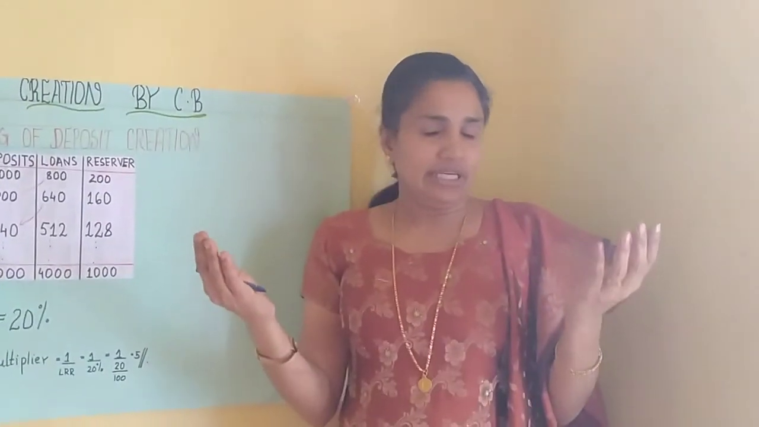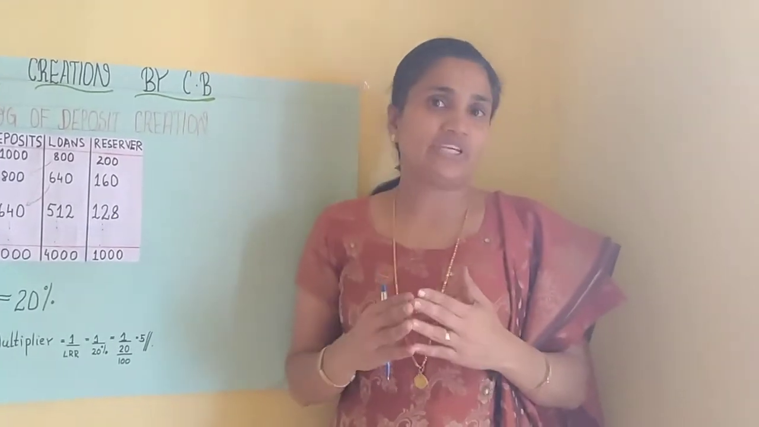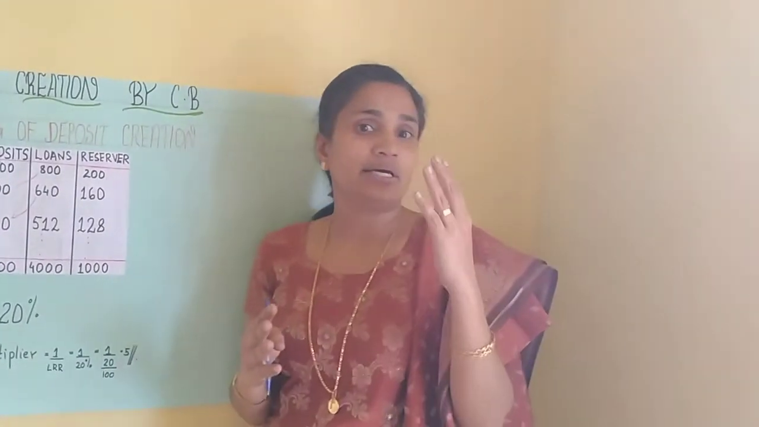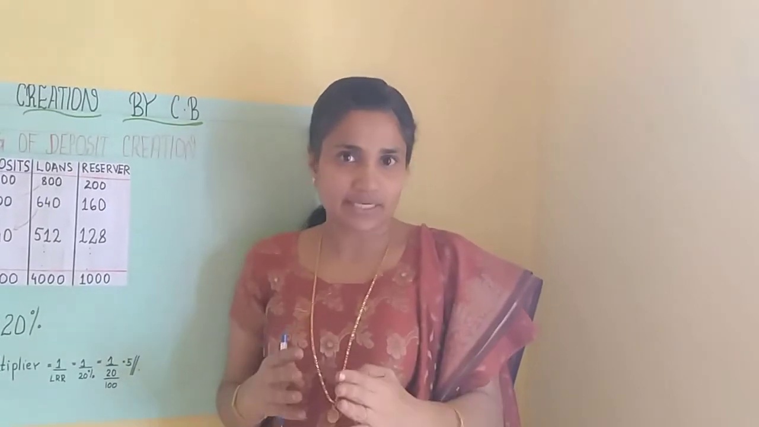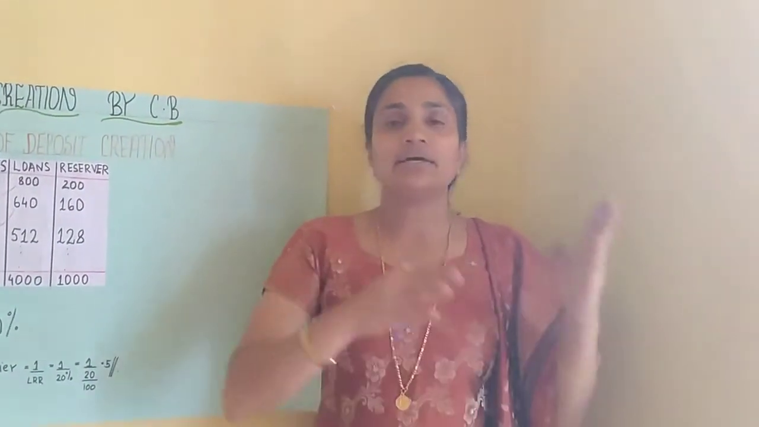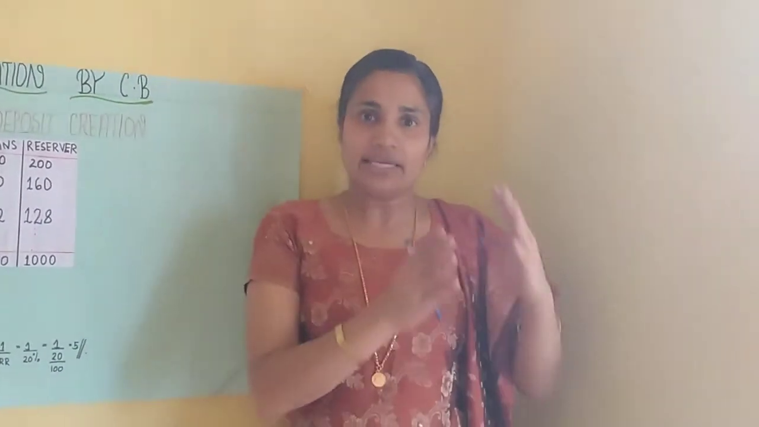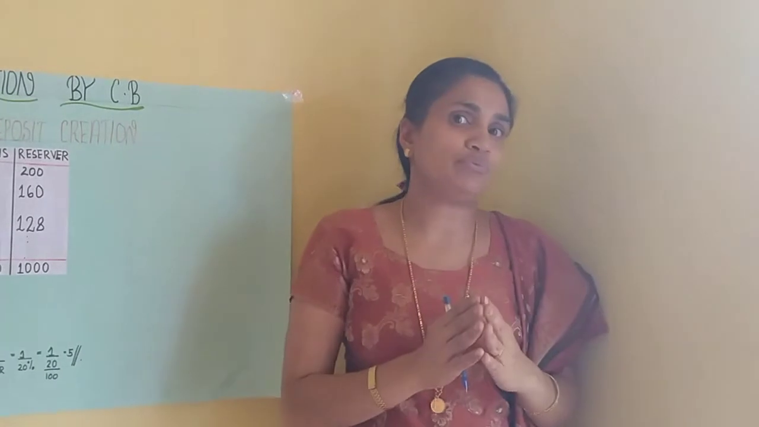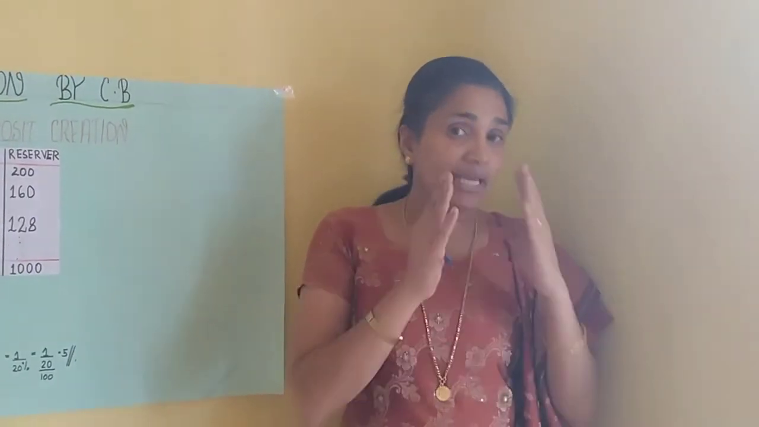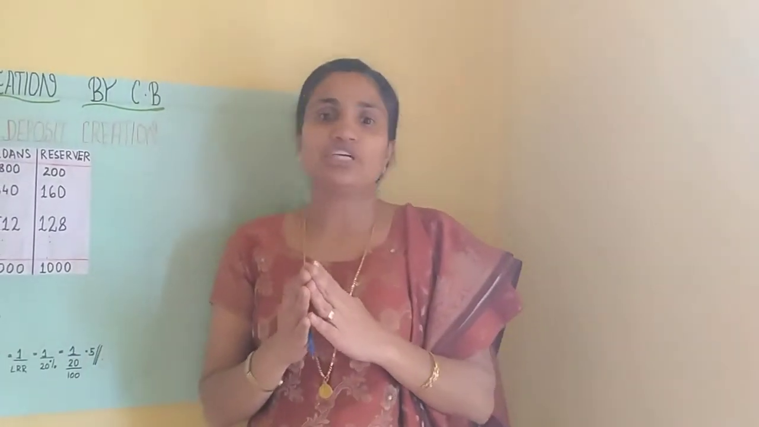Then we need to think about the structure of a bank. In India, we have a two-tier banking system. That is, we can divide it into two: the central bank and commercial banks. The central bank is the apex bank of India, and the name of the central bank in India is the Reserve Bank of India.